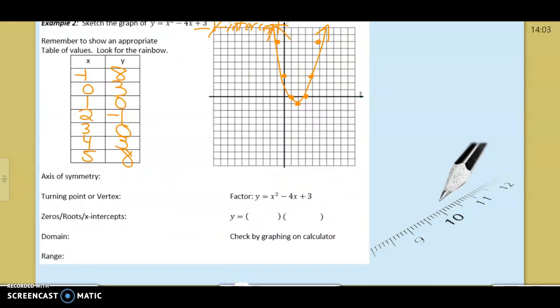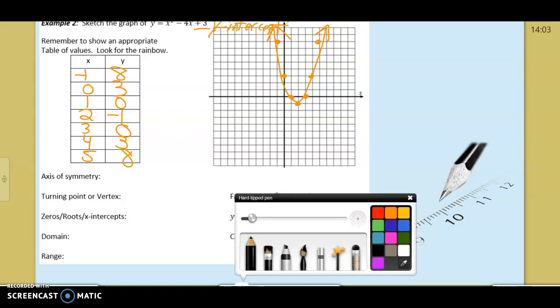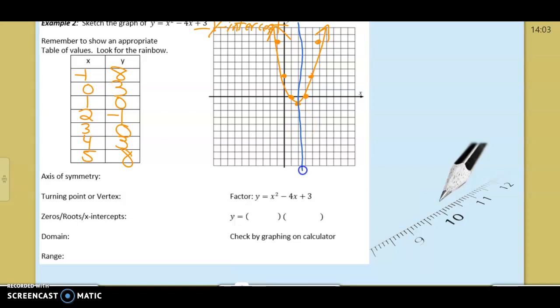So we've got the table filled out. We've got the points plotted. Now it's time to answer a couple questions. First one up, axis of symmetry. When you draw a line directly down the middle and it cuts it into two equal sides. This is a vertical line, so it's x equals, and steal the x value. In this case, it is a 2, so x equals 2 for the axis of symmetry.